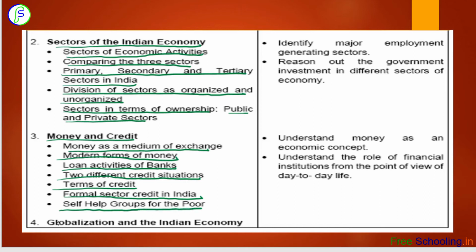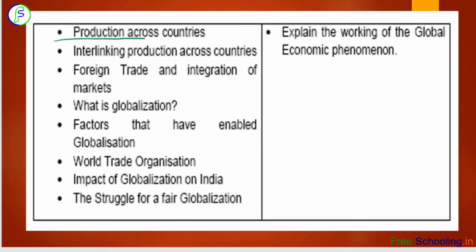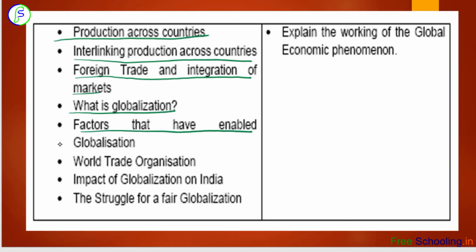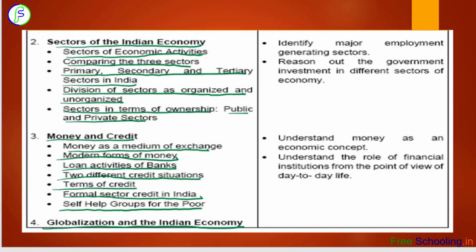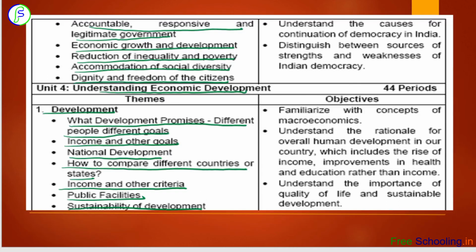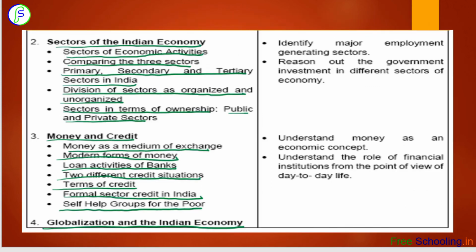Okay, moving up to globalization and the Indian economy, the fourth chapter. We've got production across countries, interlinking production across countries, foreign trade and integration of markets. What is globalization? Factors that have enabled globalization. We've got the World Trade Organization, impact of globalization on India, and the struggle for a fair globalization. So, these topics come under the chapter globalization and the Indian economy of the unit understanding economic development, that is your eco or economics.